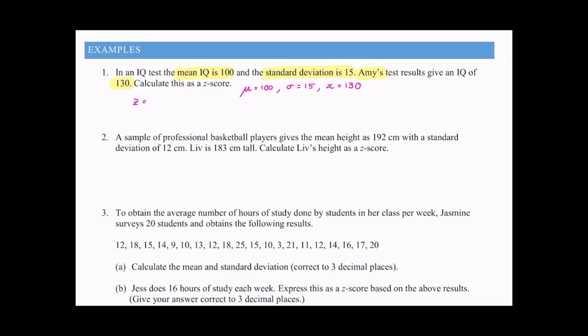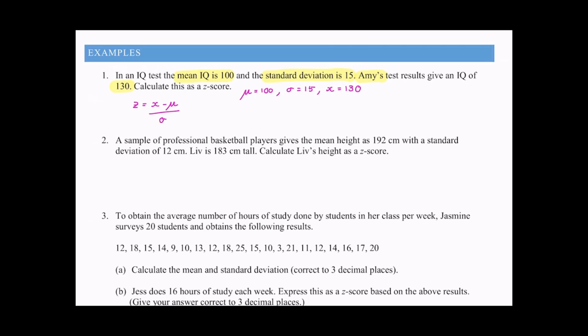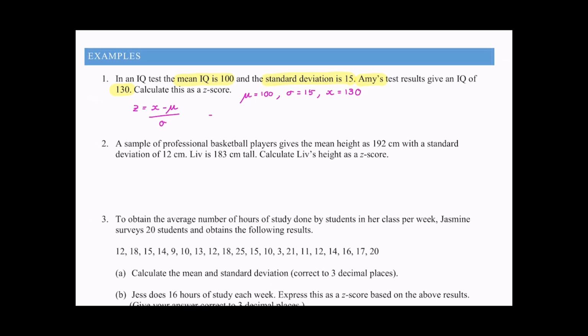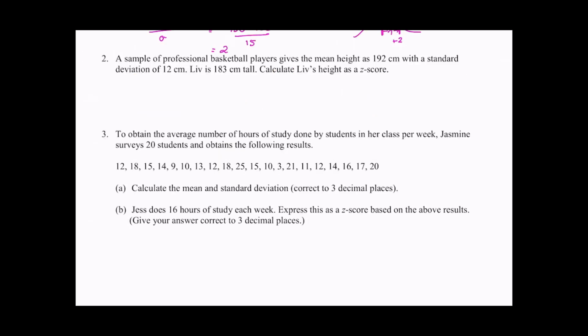So the formula is x minus mu over my standard deviation. Placing those numbers in, I'm just going to go to the side because I didn't leave enough room. I have 130, take away 100, divide that by 15. And the answer that we receive is 2. That means if I had my normal distribution, here is my mean, and Amy is 2 standard deviations above my mean, and her Z-score is 2.